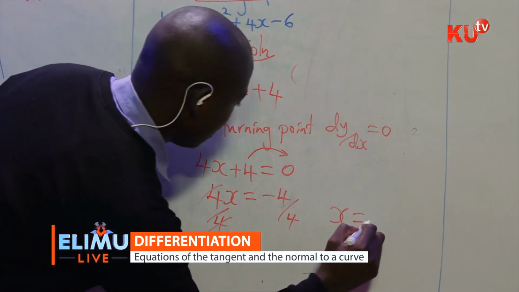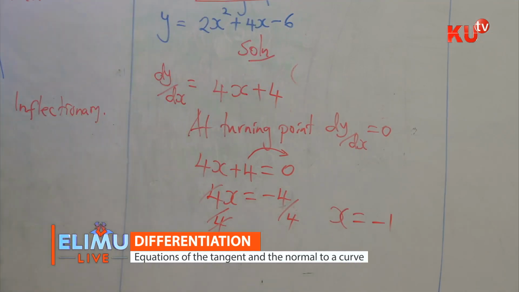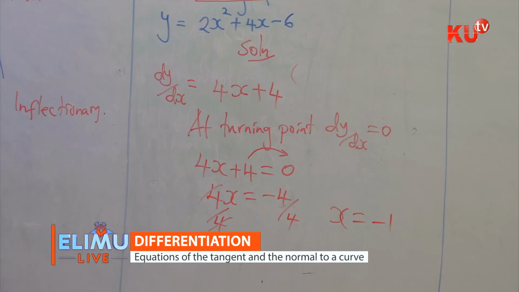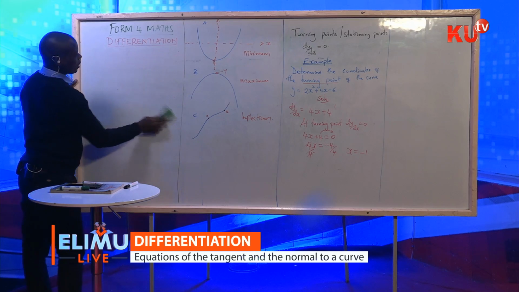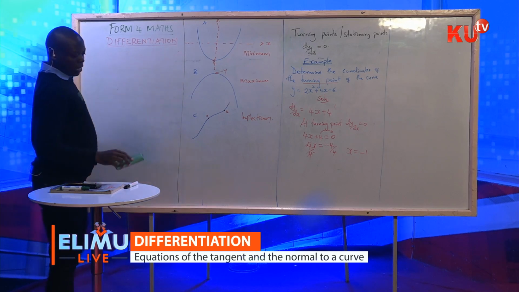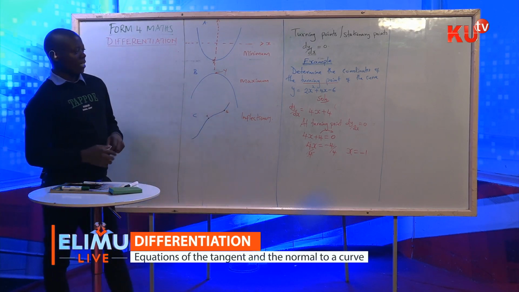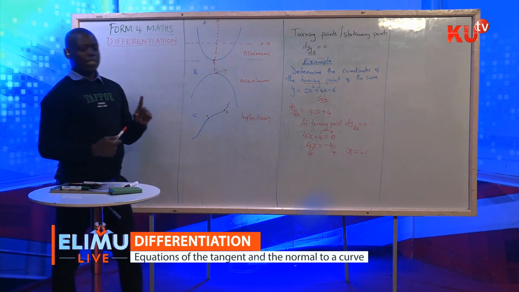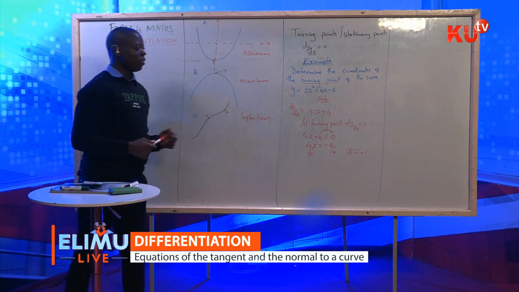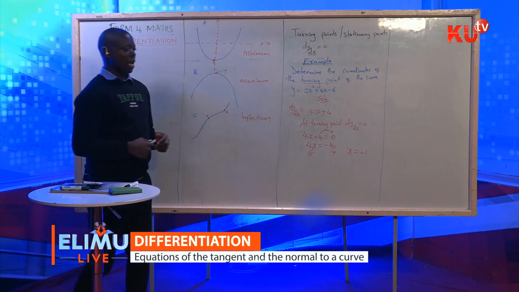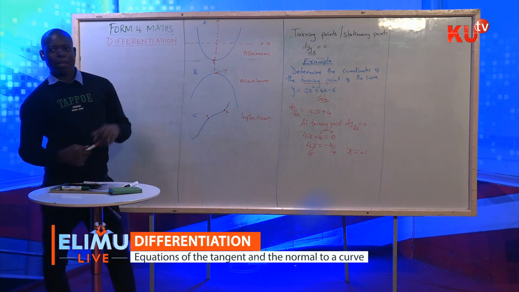Negative 1. Good. So the answer is negative 1. Therefore, when you differentiate the function y is equals to 2x squared plus 4x minus 6, we get 4x plus 4. And since the question is about the turning point, we equate the dy dx to 0 to obtain the value of x as negative 1.